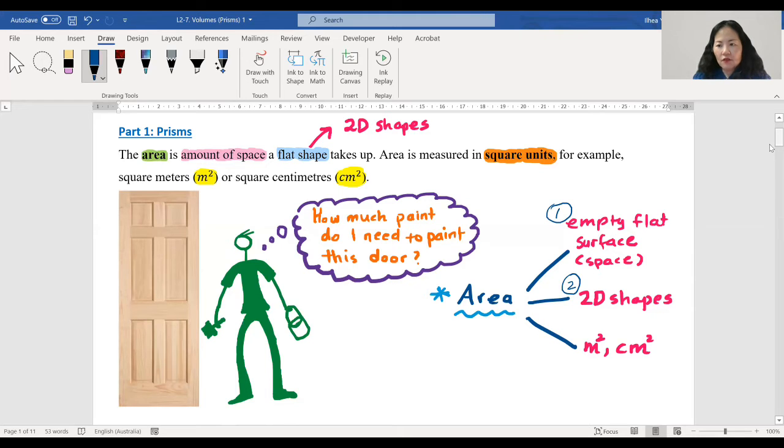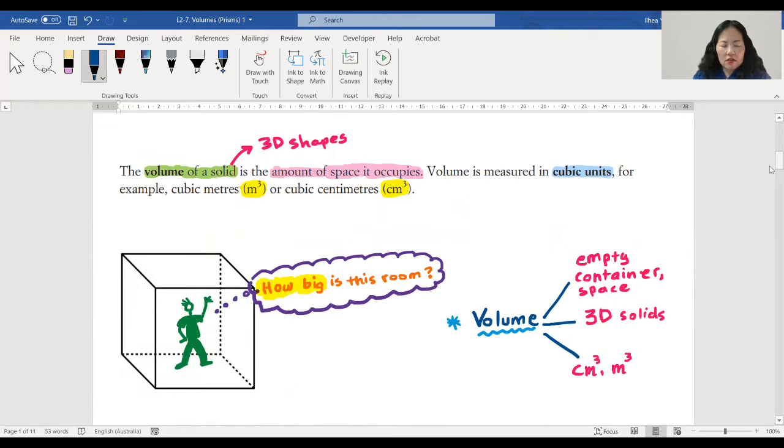Let's have a look at volume. Volume of a solid, again, here we're talking about 3D shapes. So area is the one that is a 2D shape, the flat one, whereas volume is for a solid, 3D shape, the amount of space it occupies that you can contain, okay? And also volume is measured in cubic units, for example, cubic meters, cubic centimeters. So for example, this green man is asking, how big is this room? We're talking about space that you can contain.